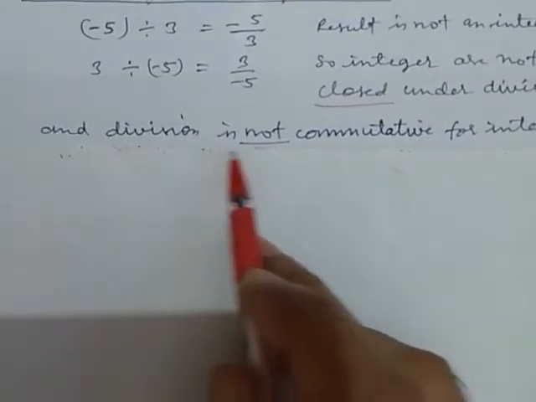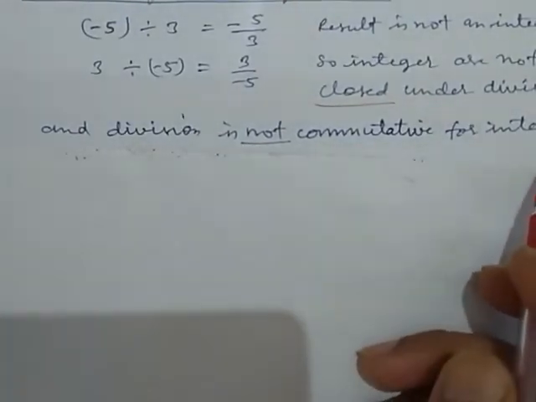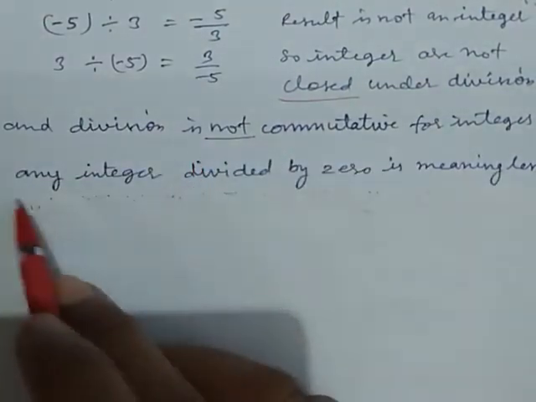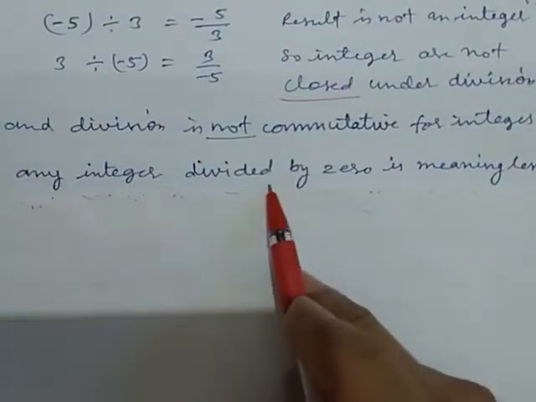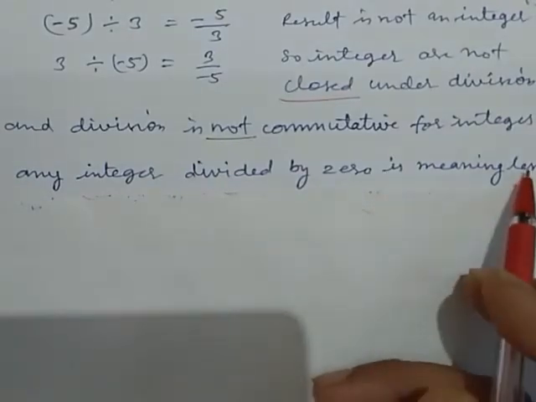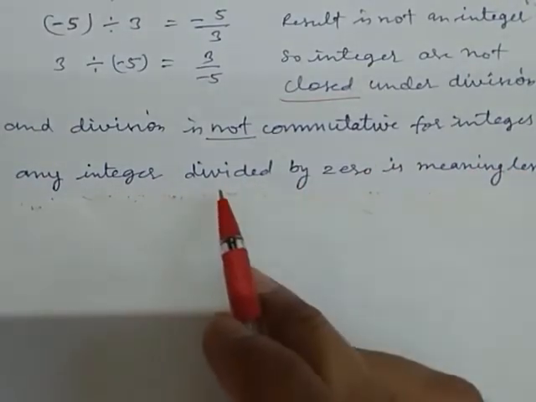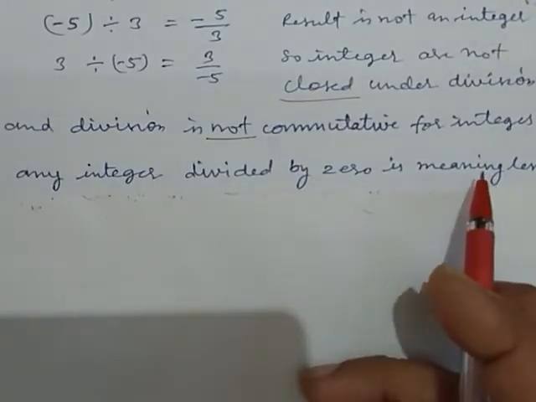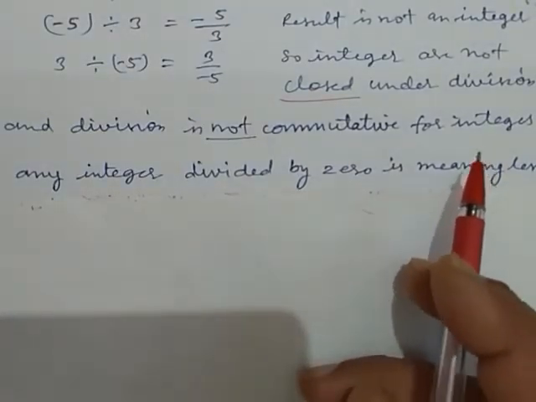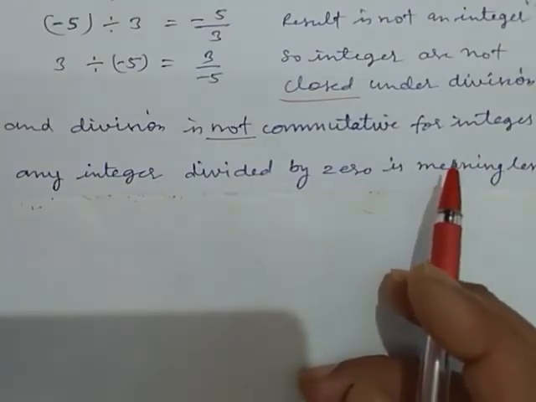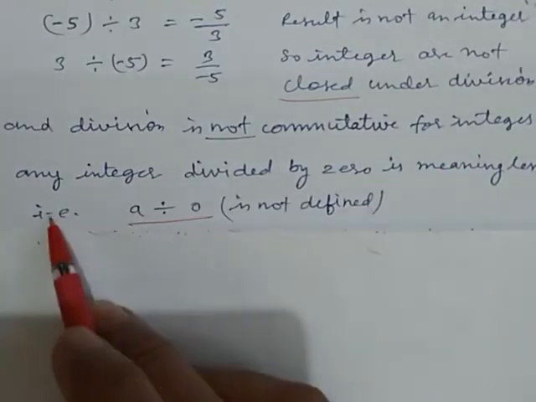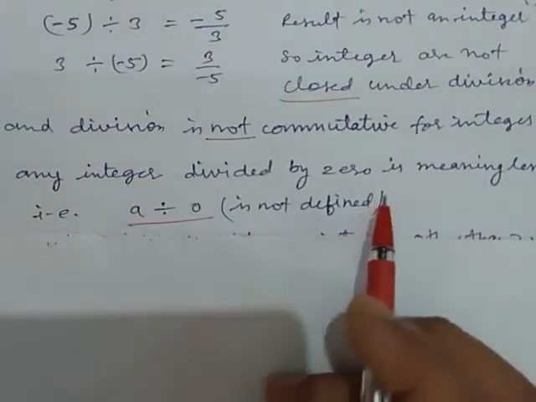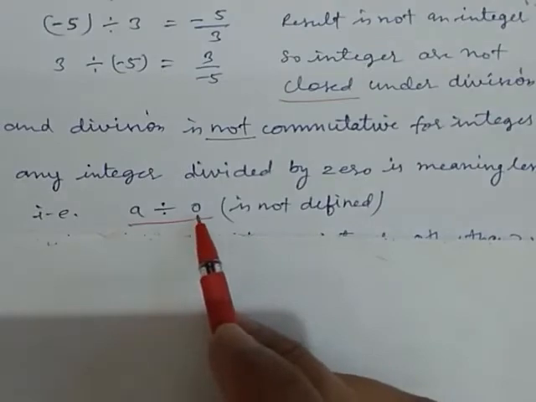And division is not commutative for integers. How? Here we check. If we change the order, any integer divided by 0 is meaningless, because it becomes an indefinite form, not a defined form. That is, a divided by 0 is not defined. So the denominator must never be 0.